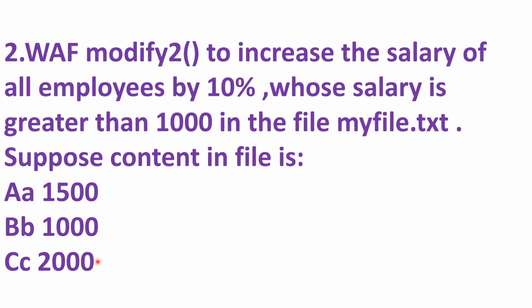We have to increase the salary where the salary is greater than 1000. That means we have to make changes in this record as well as in this record. In this record we will not make any changes because it is not greater than, it is equal to. Okay, now let's see how to write the code for this question.